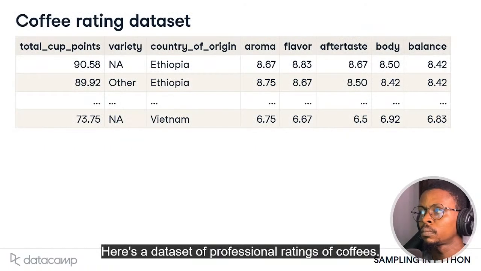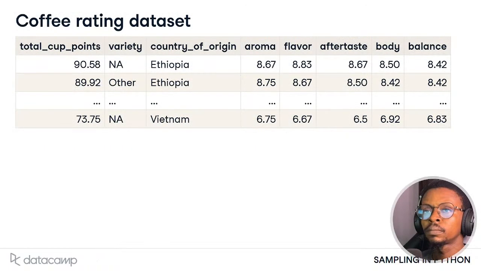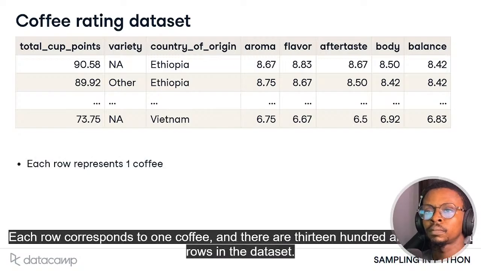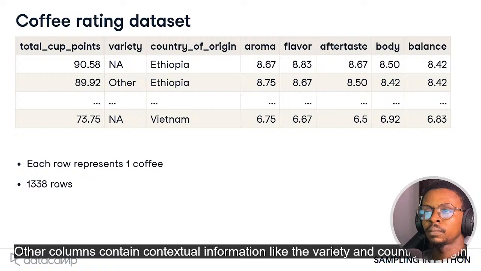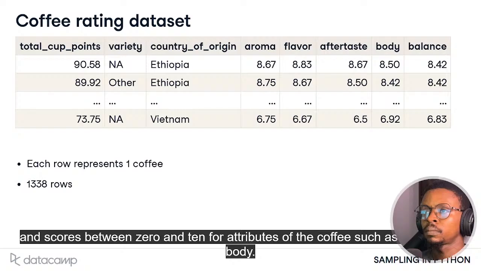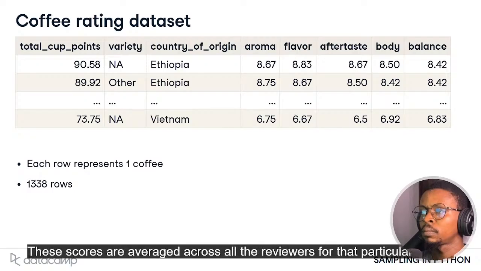Here's a dataset of professional ratings of coffees. Each row corresponds to one coffee, and there are 1,338 rows in the dataset. The coffee is given a score from 0 to 100, which is stored in the total cup points column. Other columns contain contextual information, like the variety and country of origin, and scores between 0 and 10 for attributes of the coffee, such as aroma and body. These scores are averaged across all the reviewers for that particular coffee.